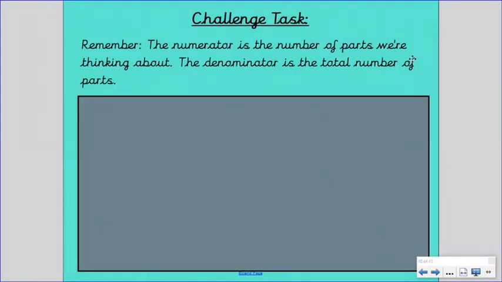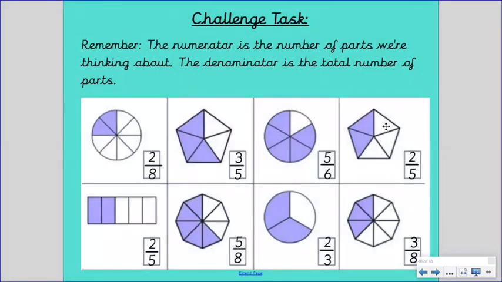So get ready for your answers for the challenge task. Here are your answers. So I'd like you to have a look at the answers on the screen and compare them with the answers that you have written down. And I'd like you to mark your own work. So well done if you tackled this challenge task.